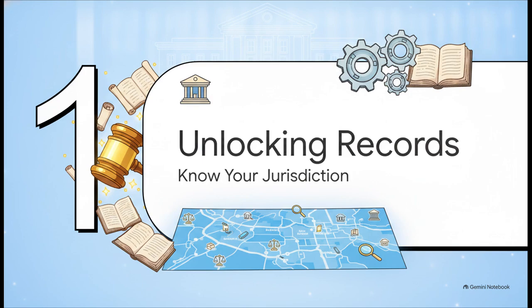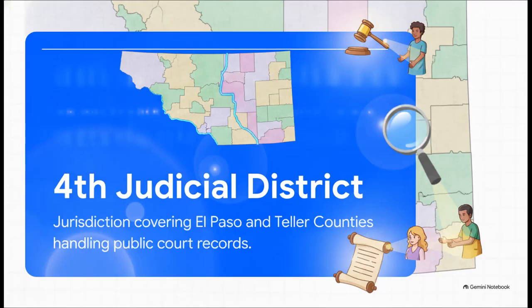Okay, so the absolute most crucial thing to grasp right off the bat is understanding the 4th Judicial District. See, in Colorado, the state trial courts are organized into different districts. El Paso County doesn't just operate on an island by itself, it's actually paired up with Teller County to form the 4th Judicial District. So when you're looking for local public court records, whether it's a massive civil suit, a felony, or honestly even just a minor traffic infraction, this district is the administrative umbrella you're working under. Getting a handle on this geographical boundary is absolutely step 1 to a successful search.